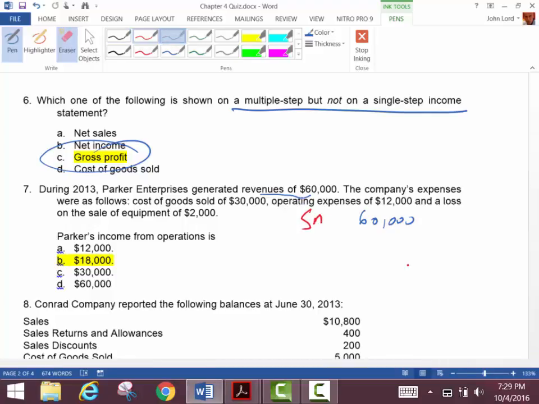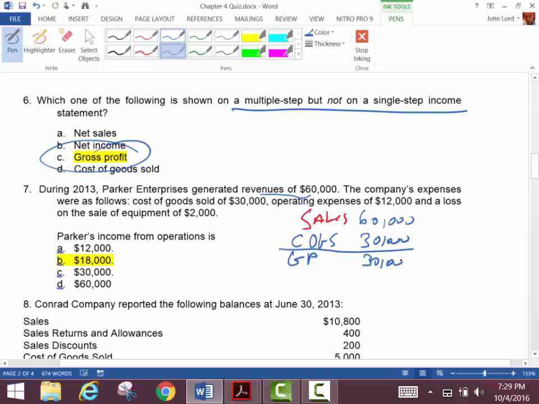Okay, so my sales is how much? 60,000, and then I have to show what? Cost of goods sold, and my cost of goods sold here is going to be 30,000. Thank you. So what's my gross profit? Gross margin? 30,000. Good. And now I lost track of what they want. We want to do what?